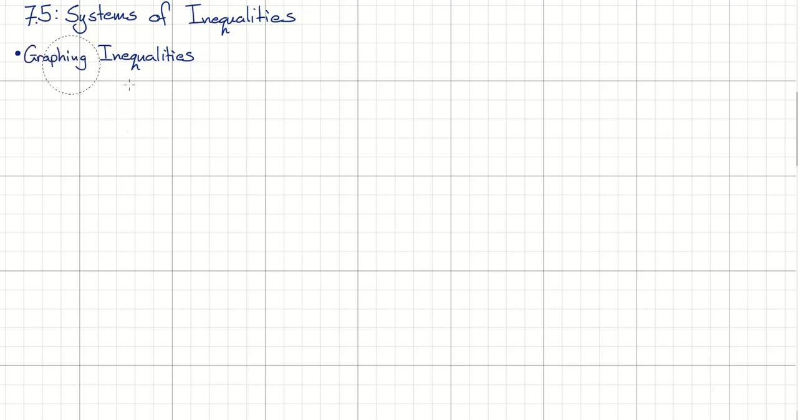All right, so welcome back. Today we're looking at 7.5, graphing inequalities or systems of inequalities. And we're going to focus on just initially graphing an inequality and then making a leap up to a system.